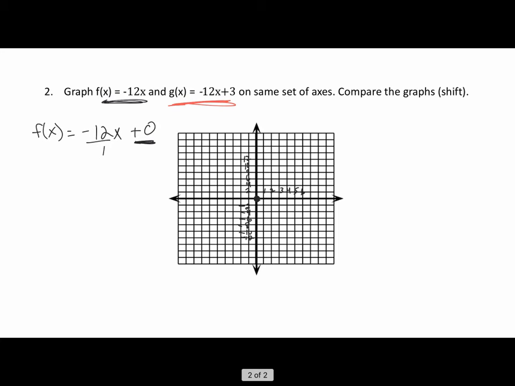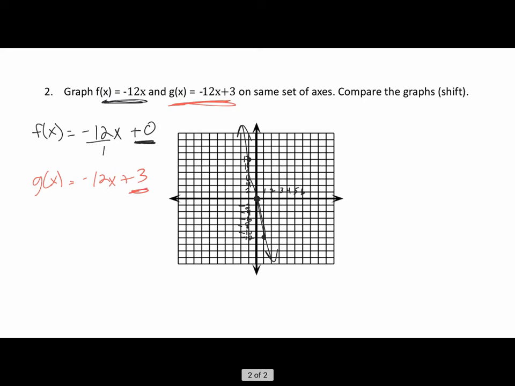So then we're going to go down 12 units, right 1. And then I'm going to go the other way, up 12 units, left 1. And connect those together for my line. So now we want to draw g of x on the same axis. So negative 12x plus 3.